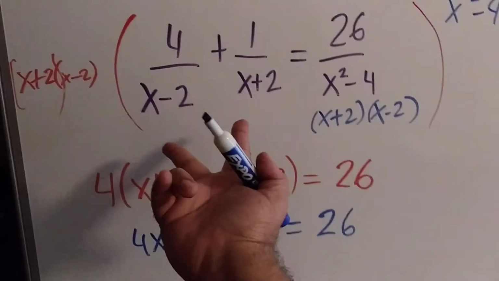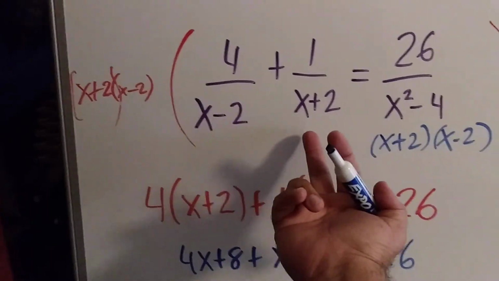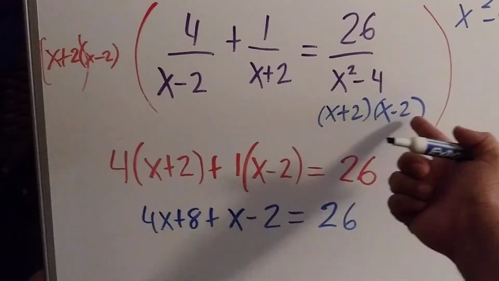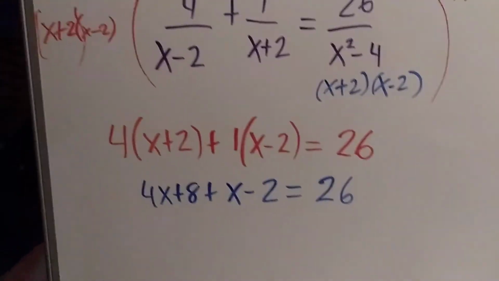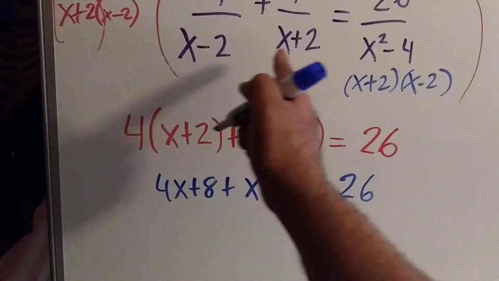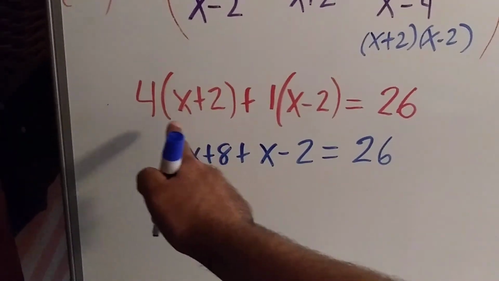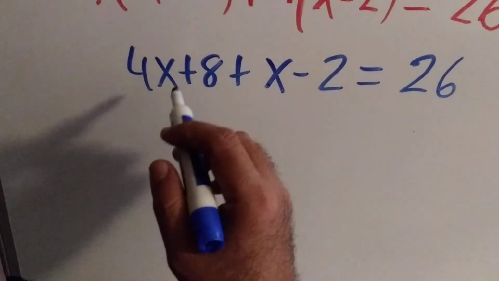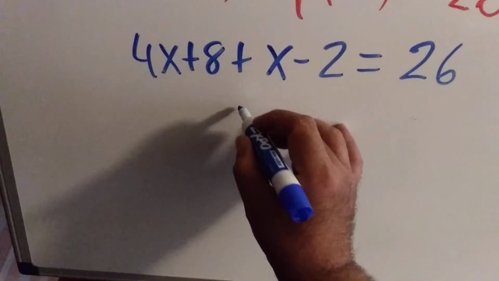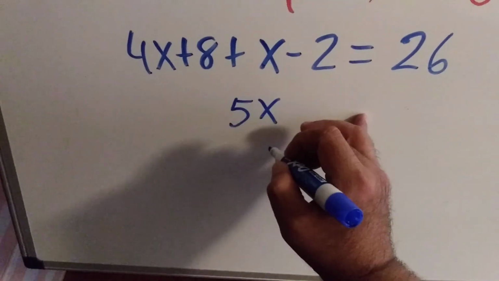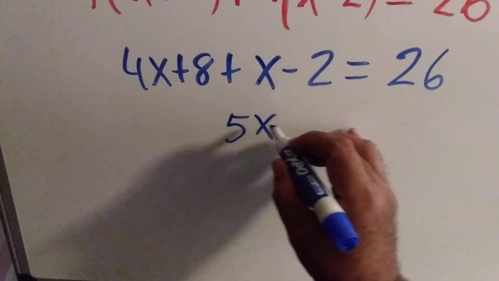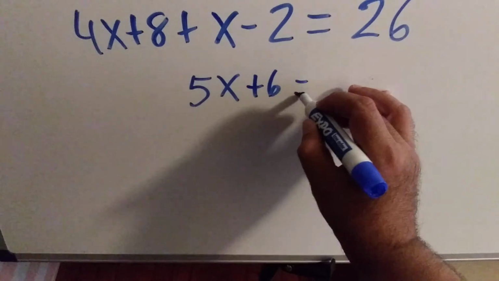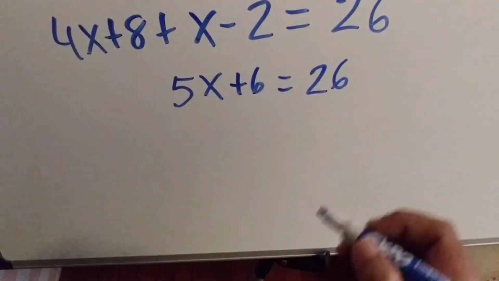So we're just looking at the common denominator here, which is x minus 2 times x plus 2. We realize that x squared minus 4 is the same thing as the common denominator that we need. We multiply by that common denominator to clear that fraction, and we ended up with these simplified terms. Now we collect like terms. We have 4x plus 1x gives us 5x, and we have 8 minus 2 gives us positive 6, which is equal to 26.